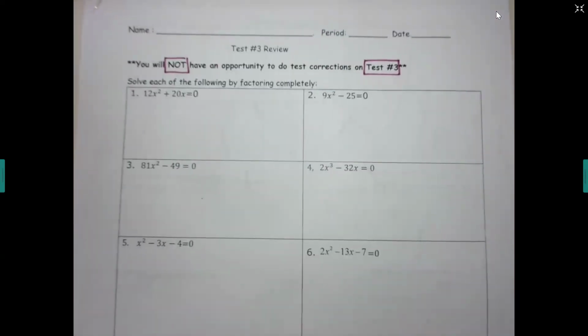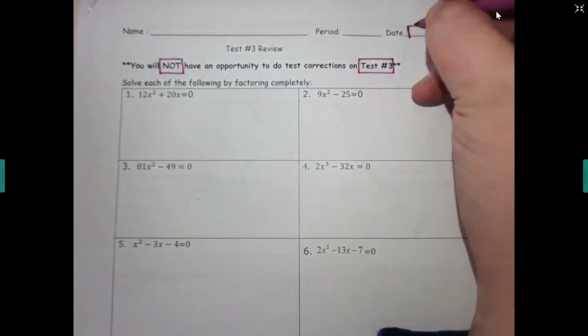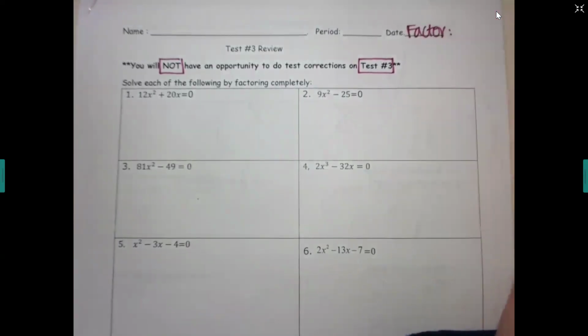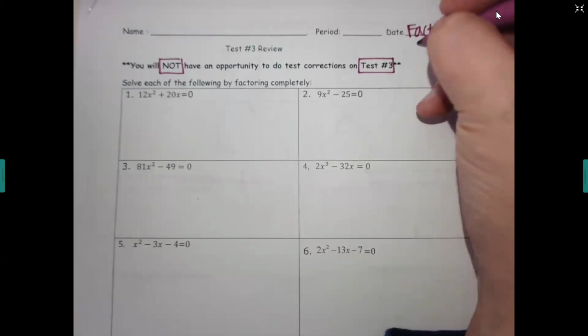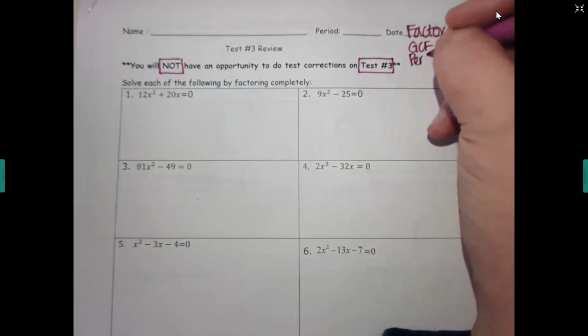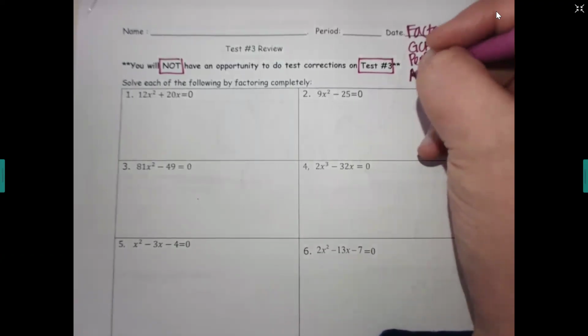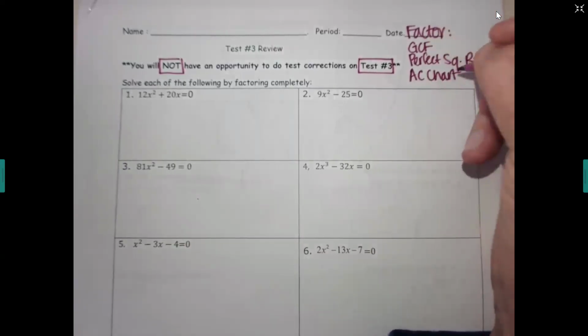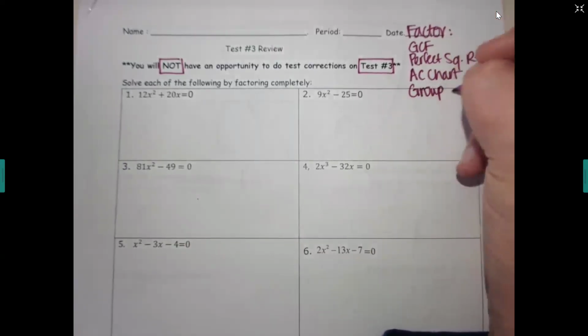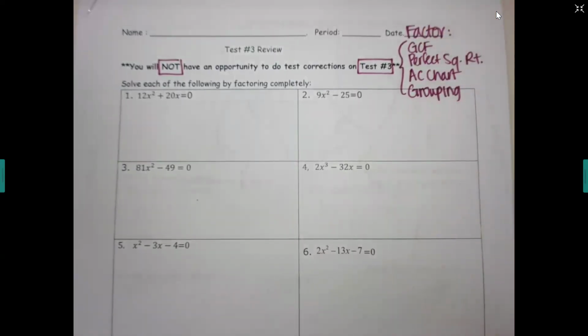Here we go. Top of your paper. Okay, let's try to lock in. Last test. You have learned 4 ways to factor. You should know how to do GCF. You should know how to do perfect square roots. You should know how to do the AC chart. And you should know how to do grouping. Those are the 4 ways that you should know how to factor for this test.